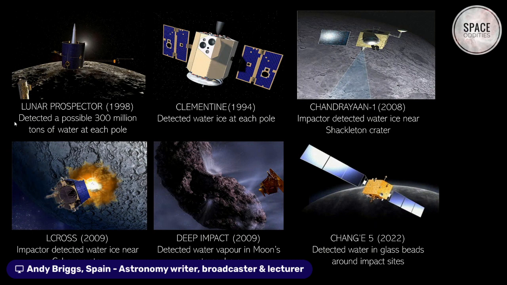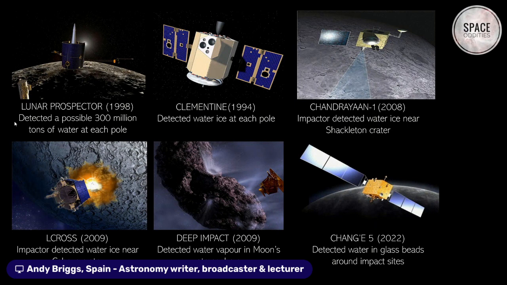Then we got Clementine in 1994, which detected water at both poles. Chandrayaan-1, the predecessor of Chandrayaan-3, which is hopefully going to land on the moon on Wednesday, was an impactor mission to slam an impactor into the moon, and it detected water ice near Shackleton Crater. The LCROSS mission from NASA, again another impactor, detected water ice near Cabeus Crater, another crater at the south pole of the moon.